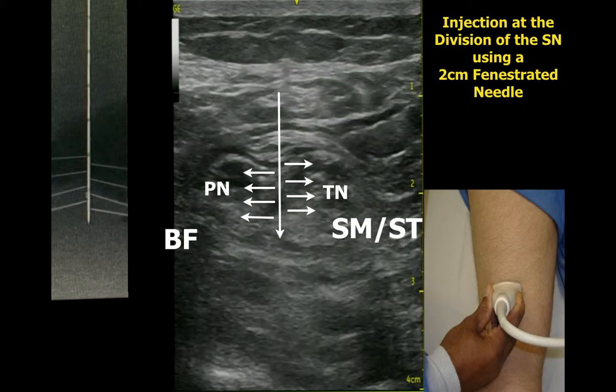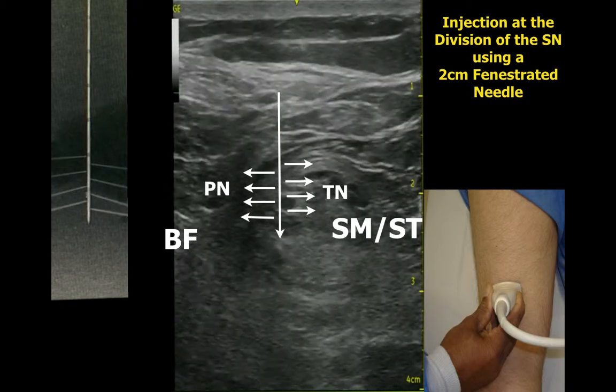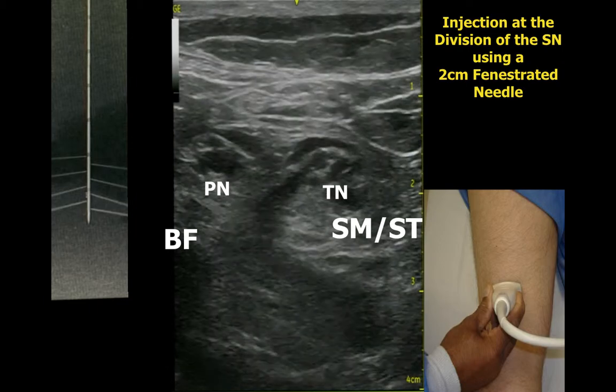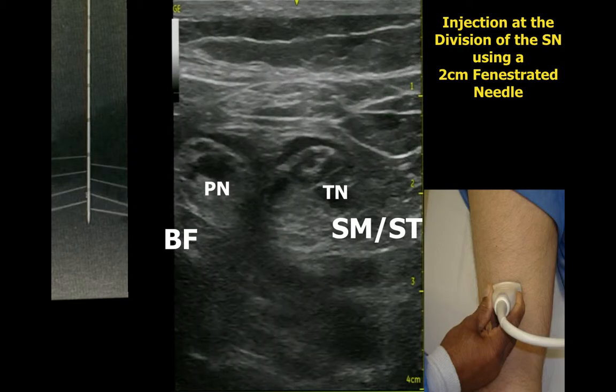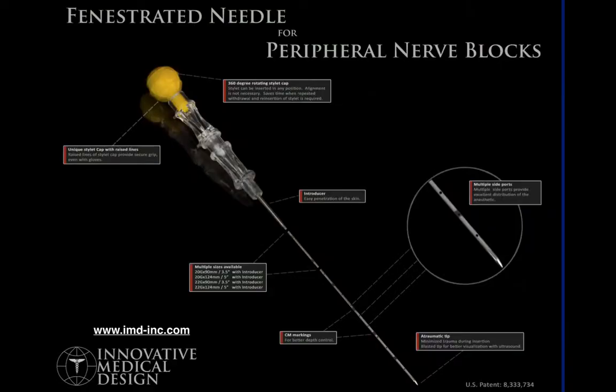At the end of injection, there is extensive spread of local anesthetic around both the tibial and peroneal nerves. The fenestrated needle is one more tool that can be used to perform nerve blocks without immediate proximity to the nerve. Thank you.